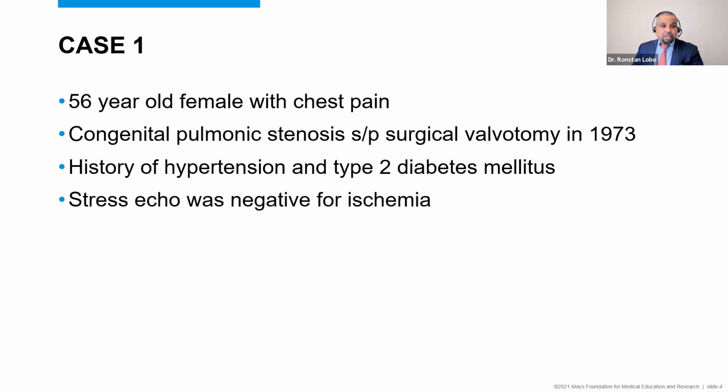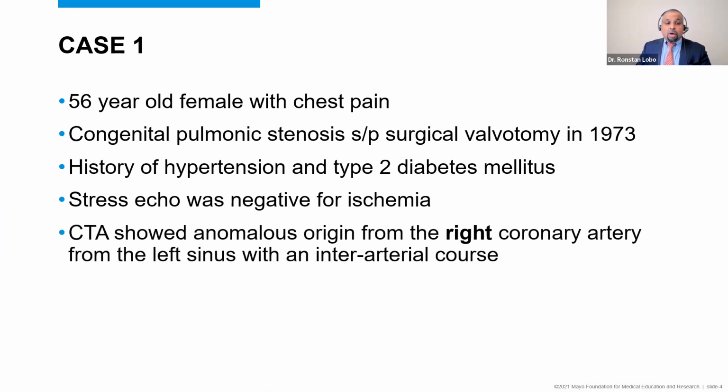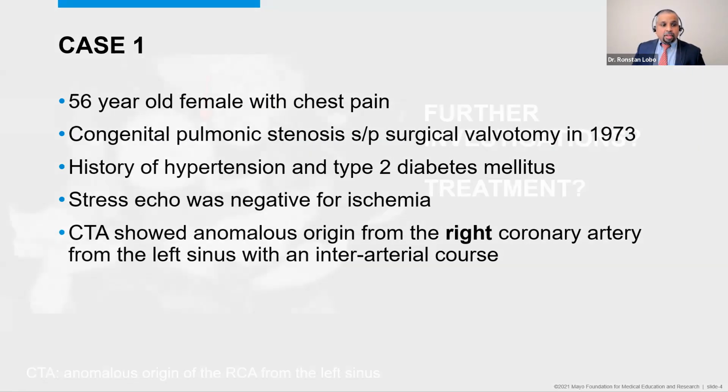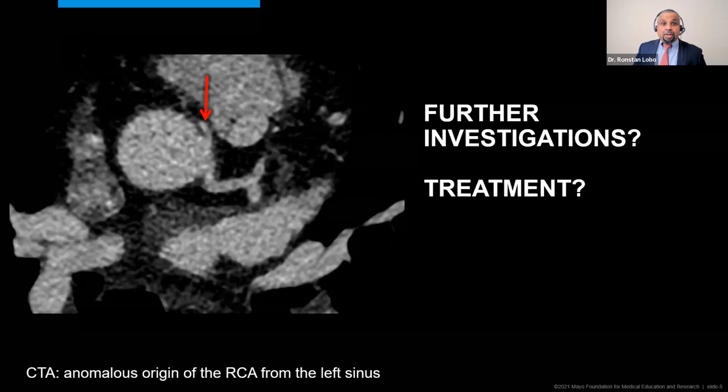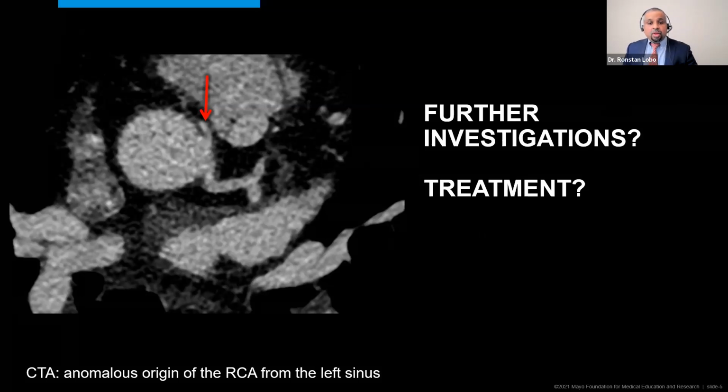This was negative. A CTA was done, and this showed an anomalous origin of the right coronary artery from the left sinus with an interarterial course. So here's the CT with the red arrow pointing to the anomalous coronary artery. What further investigations should be done, and what treatment, if any, should be offered?